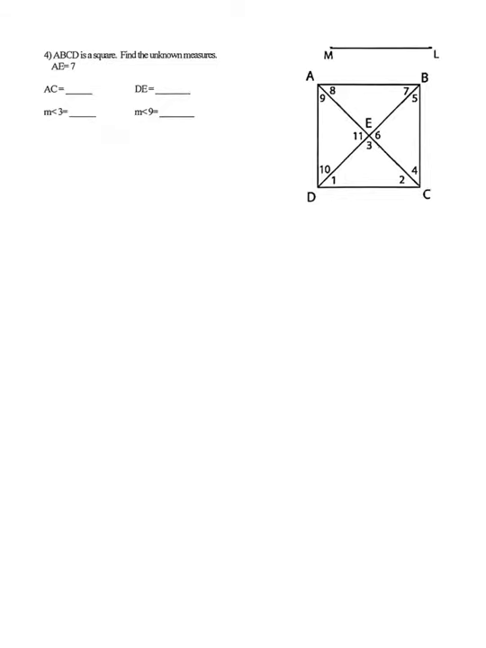Number 4, we're dealing with a square. I've got the bottom of number 3 on there in the way, so I'll just mark that out so you don't have to worry about it. But it says ABCD is a square. Find the unknown measures if AE is 7.